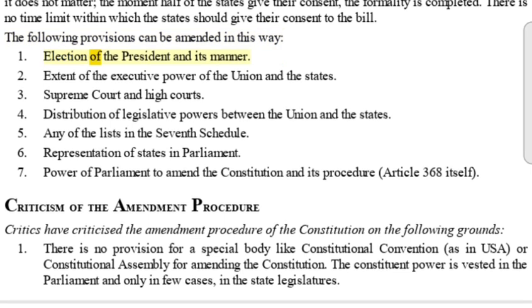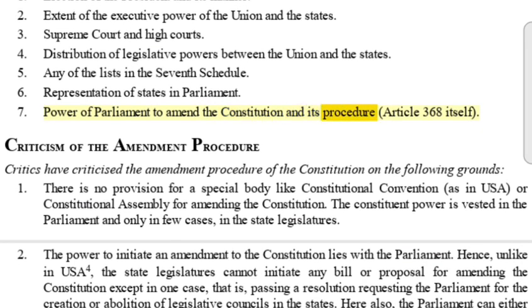1. Election of the President and its manner. 2, 3, 4, 5, 6, 7. Extent of the executive power of the Union and the states. Supreme Court and High Courts. Distribution of legislative powers between the Union and the states. Any of the lists in the 7th Schedule. Representation of states in Parliament. Power of Parliament to amend the Constitution and its procedure, Article 368 itself.